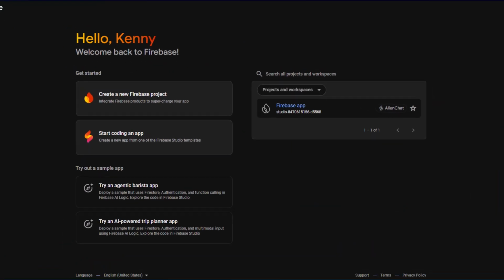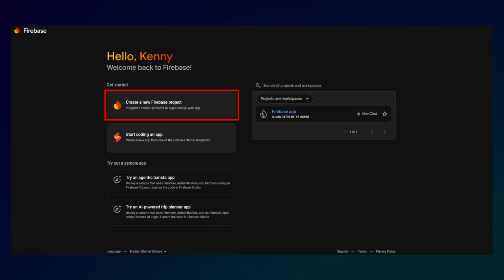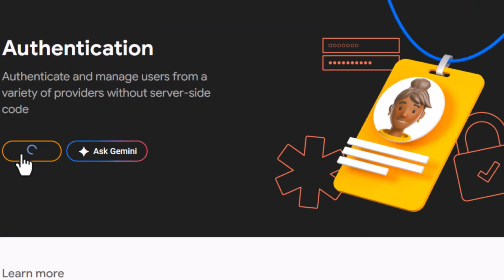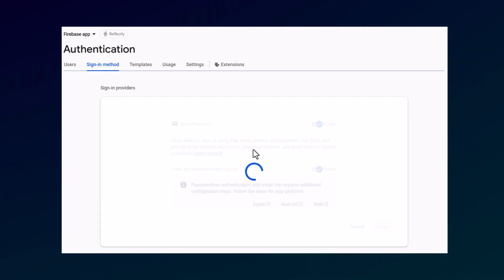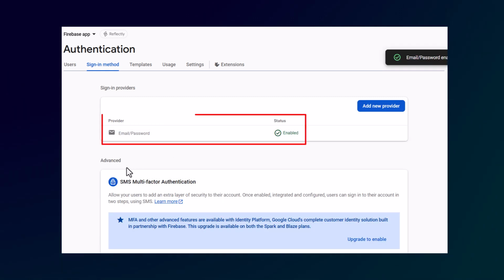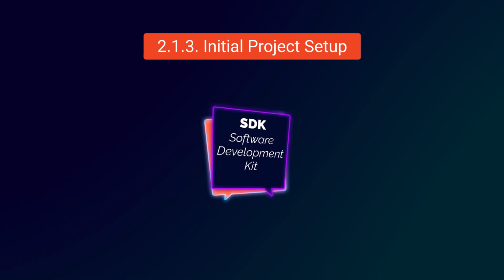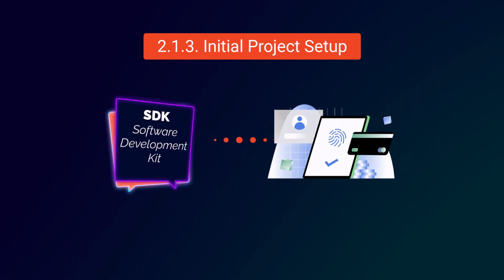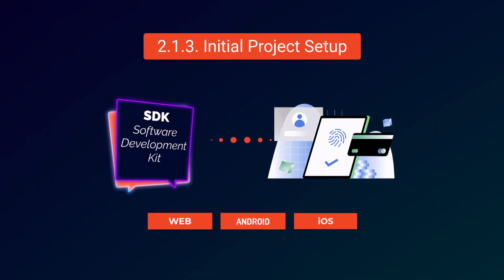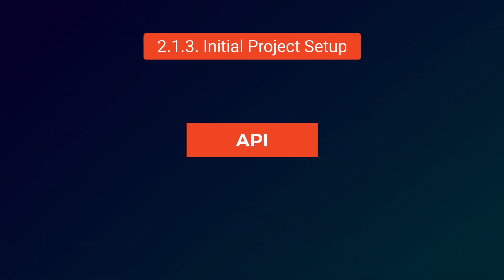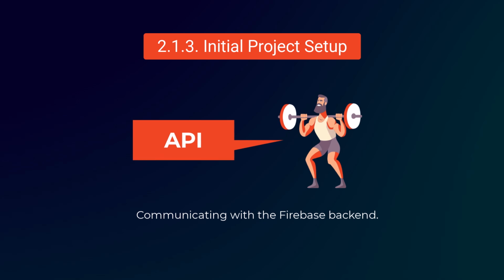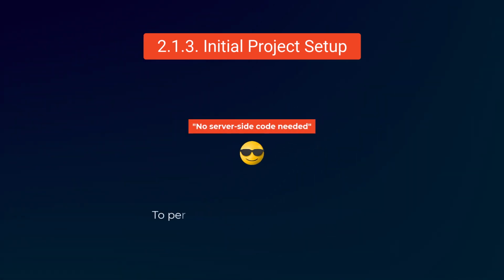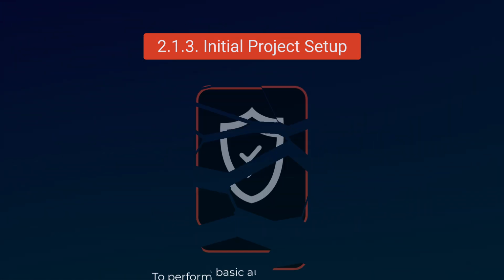Initial project setup. To get started, you first create a project in the Firebase console. With this project, you navigate to the authentication section and enable the desired sign-in methods, such as Google Sign-in, email or password. You then add the Firebase SDK to your application, whether web, Android or iOS. This SDK provides a simple API that handles all the heavy lifting of communicating with the Firebase backend. No server-side code is needed to perform basic authentication tasks.